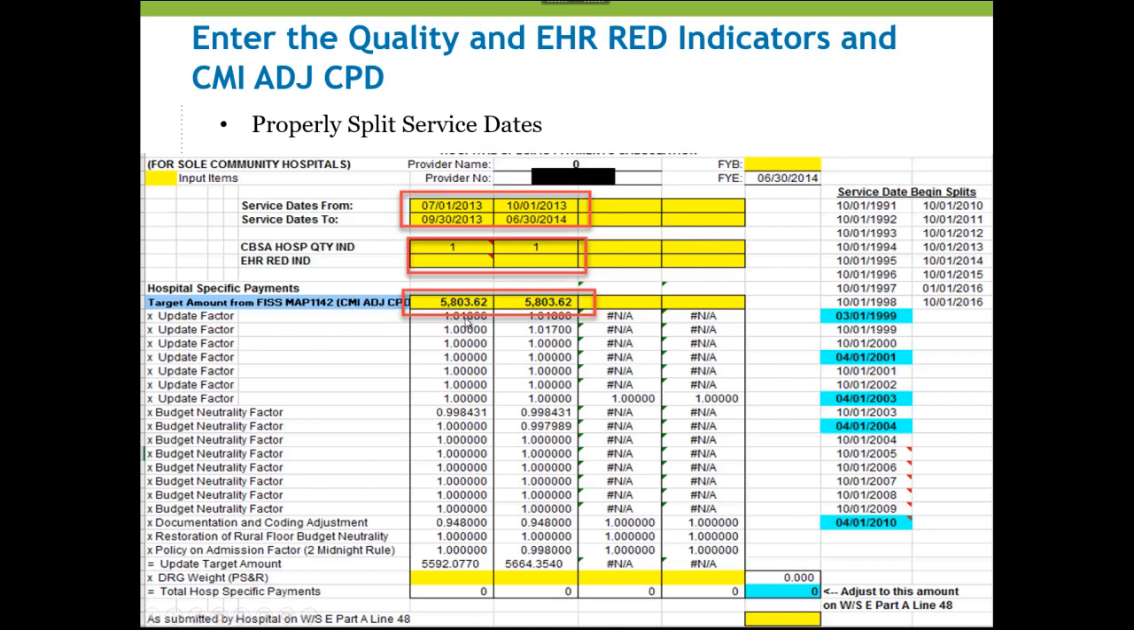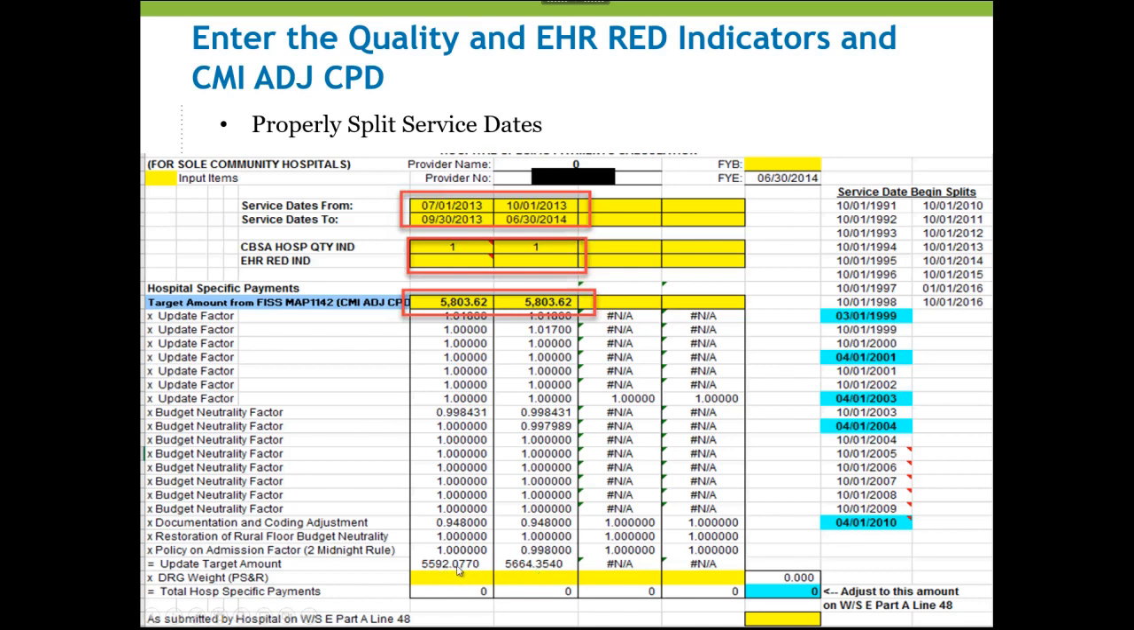So you'll see here, I know that's kind of hidden, but you'll see an update factor, 1 year, you'll see a budget neutrality factor. And you'll see there was a documentation and coding adjustment that applied that year. You'll have an updated target amount for this period. Now, if we take a look at the next year, we're past that federal fiscal year. Now we need to apply one more update factor and one more budget neutrality factor. And there was another update there, a policy on admission factor that came into play. So we had to apply that as well. But the point is you have an updated target amount.